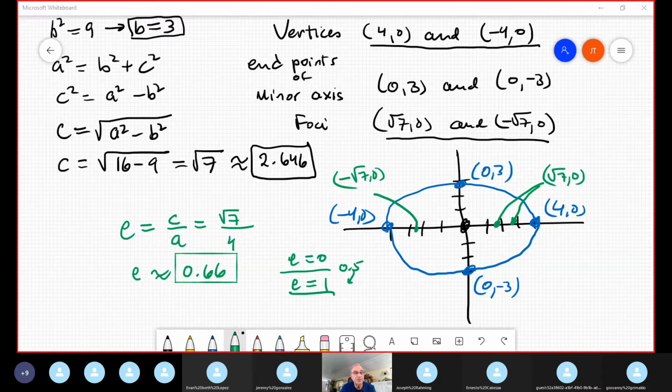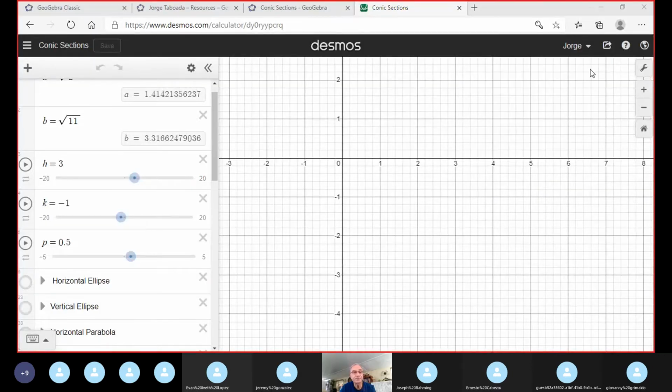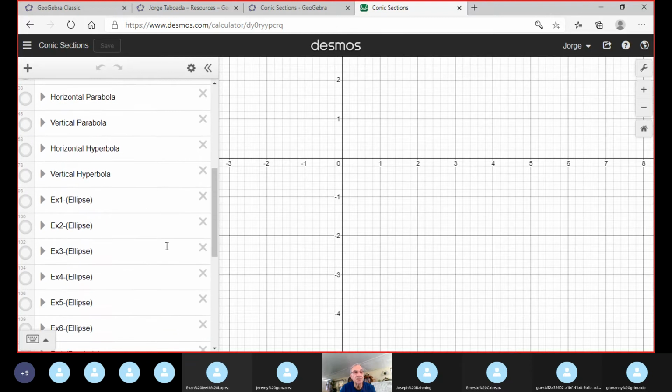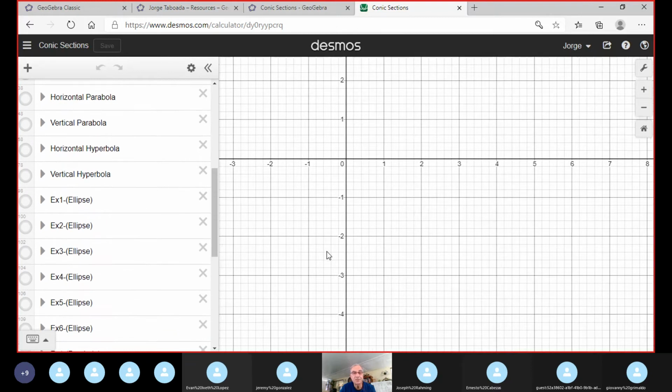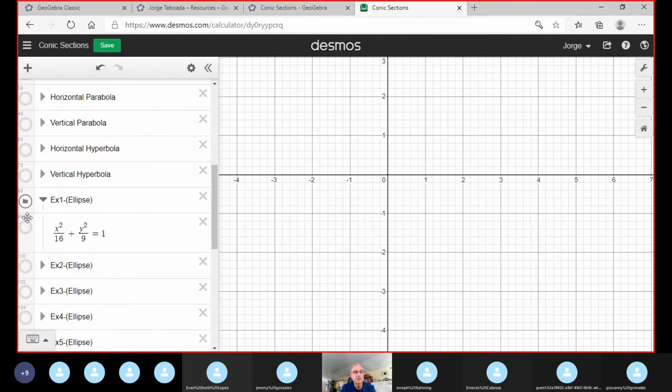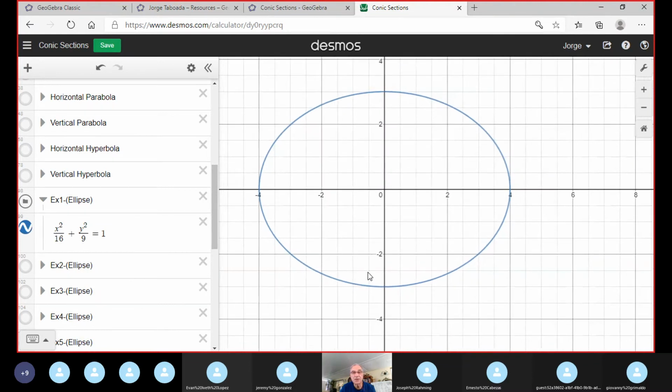Let me switch into Desmos again. Okay, suppose you see now. And now we have the example one. Example one is Ellipse. See, example one. Boom. Okay, example one is Ellipse.